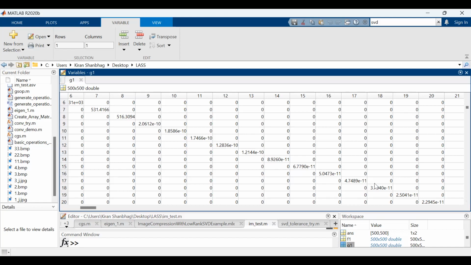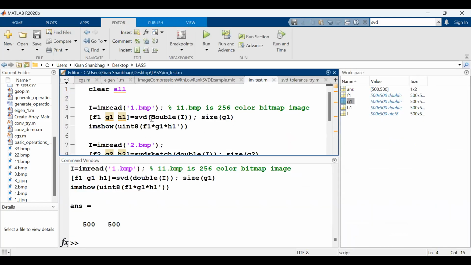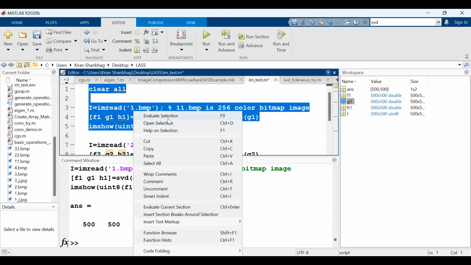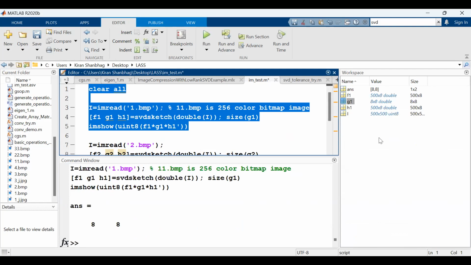That is why when I use SVD sketch, it's specially meant for images. It sort of neglects all these not so significant values. And you can see for this particular case, even though I got a 500 cross 500 with SVD, let me run this thing once again. You can see instead of 500 cross 500, it's going to give me 8 cross 8, because only the first 8 values were significant. Afterwards, the values went very small.